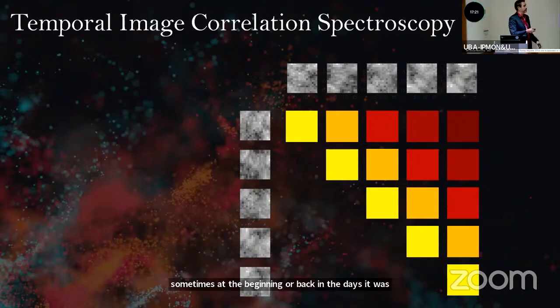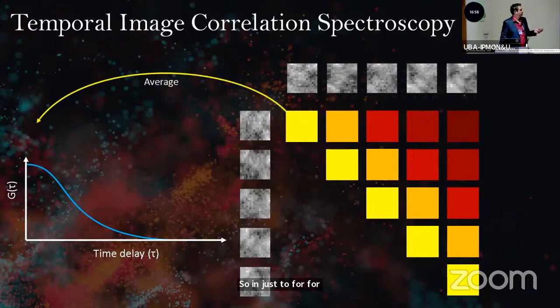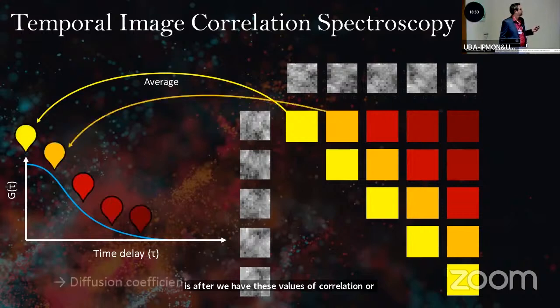Because if you have only 5 points, 5 frames in this case, the first autocorrelation function, which is the yellow one, will be generated by 5 points, but you lose points every time. So you run out of information and your statistics gets weaker and weaker as you phase out of your observation or your comparison space, right? So for illustration, after we have these values of correlation or similarity between the frames, we average them and we get the correlation at time 0, at time 2, at time 3, etc.